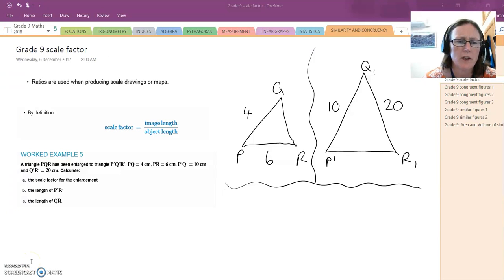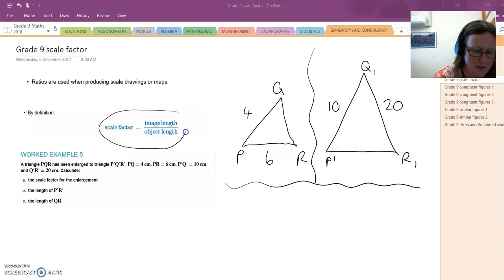Okay, we can use ratios when we produce scale drawings or maps, and this also involves the use of a scale factor. By definition, a scale factor is an image length over an object length.